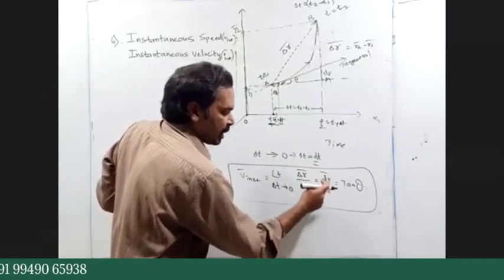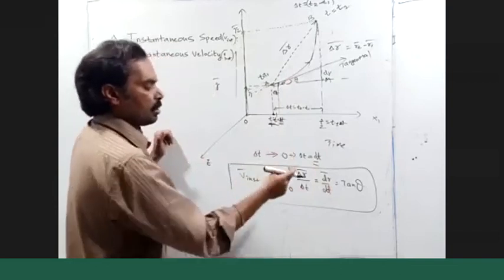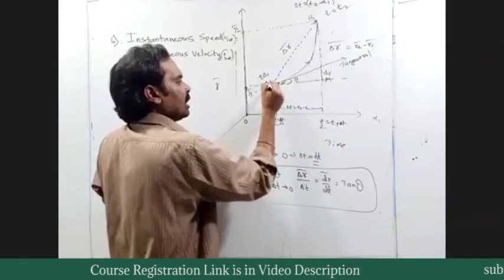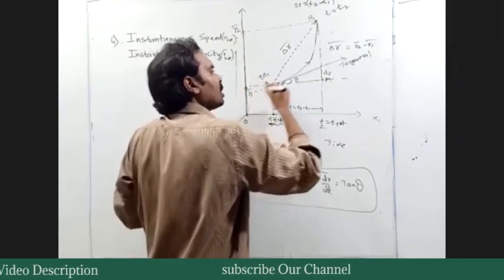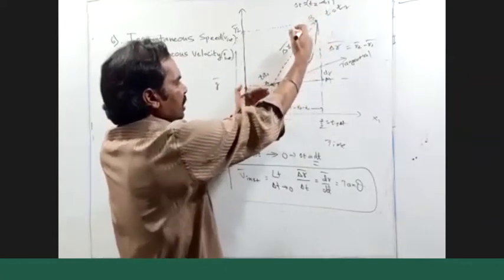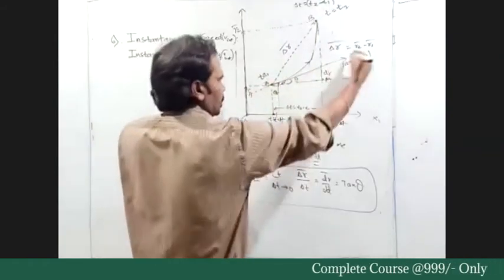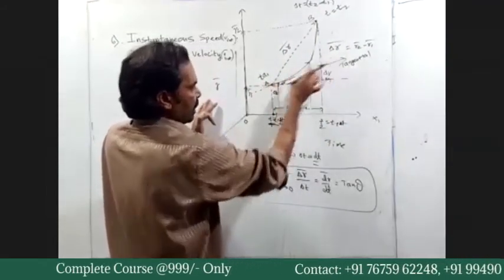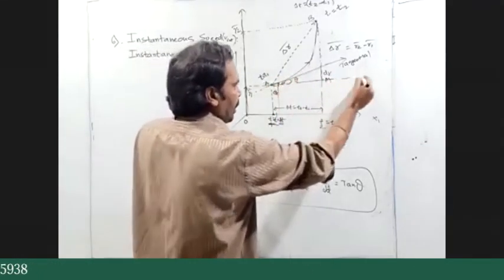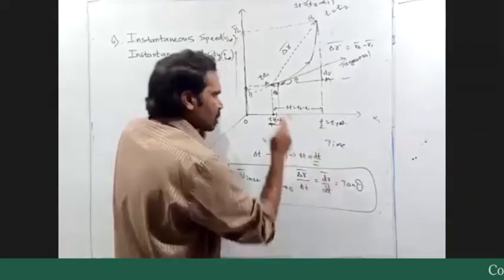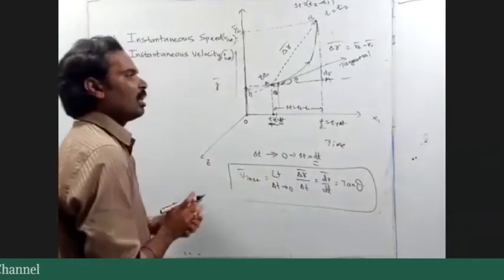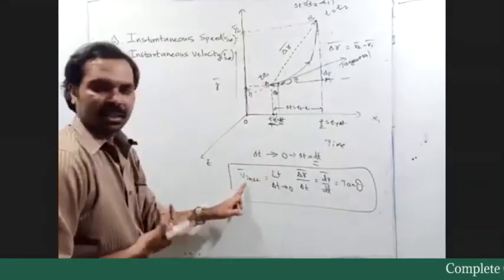How can you calculate the change in position from this graph? From this graph, you can calculate it at that particular instant by drawing the tangent at that point. Whatever was previously a displacement chord now becomes a tangent at this point. This tangent makes an angle theta with the time axis, and the slope of the tangent at that point is equal to the instantaneous velocity.